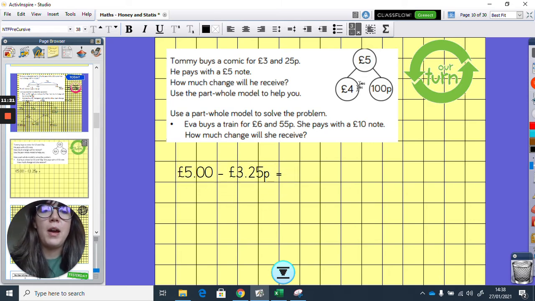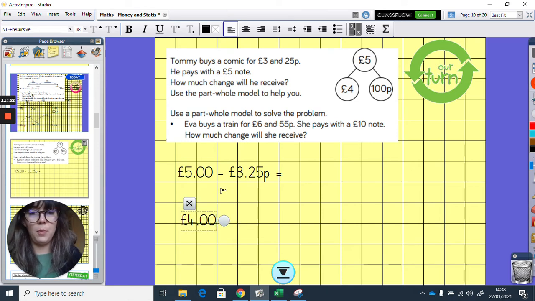Here he split £5 into £4 and 100p. So we can take away the pounds first and then the p. So the first thing we're going to do is £4. So £4 is here. Take away £3 because that's the pounds. Okay, and that's going to equal £1. We know that.